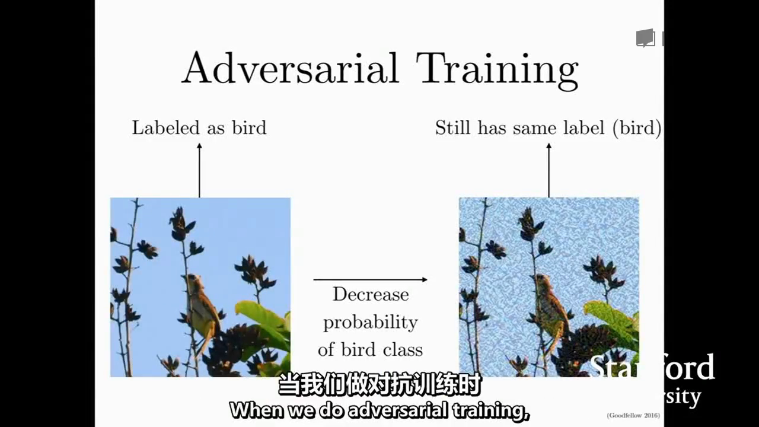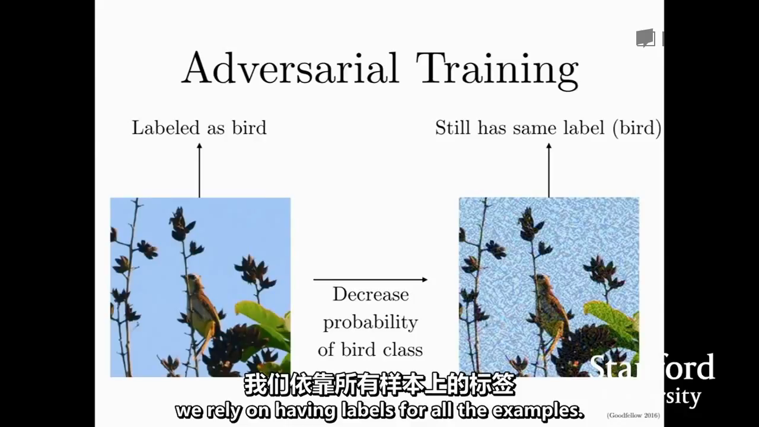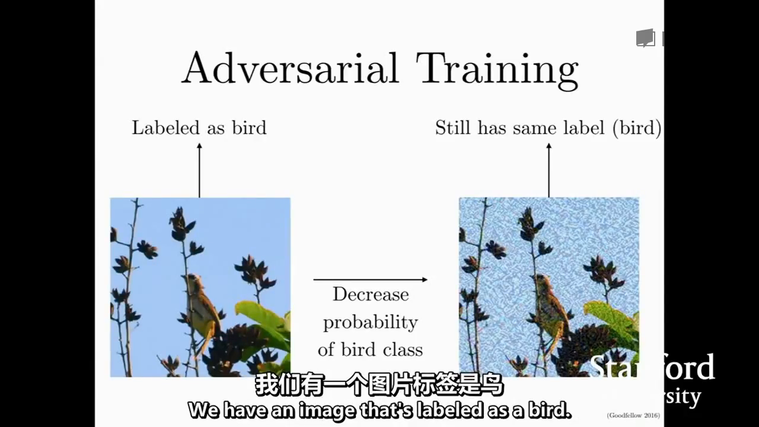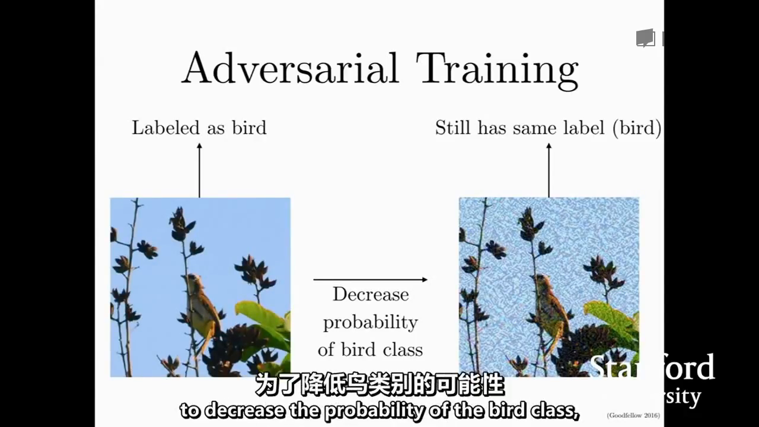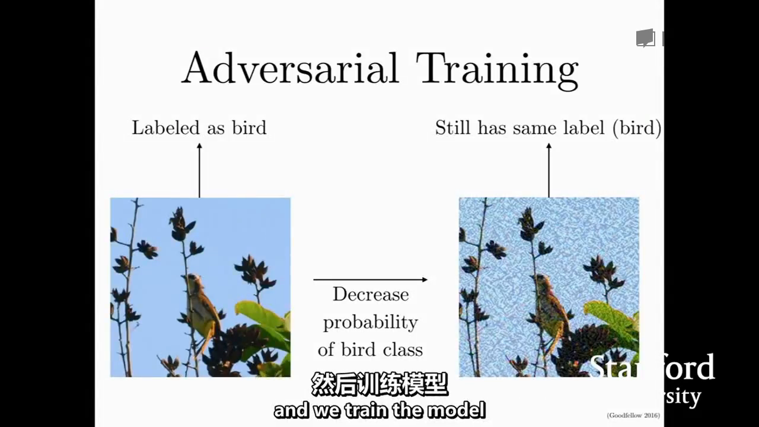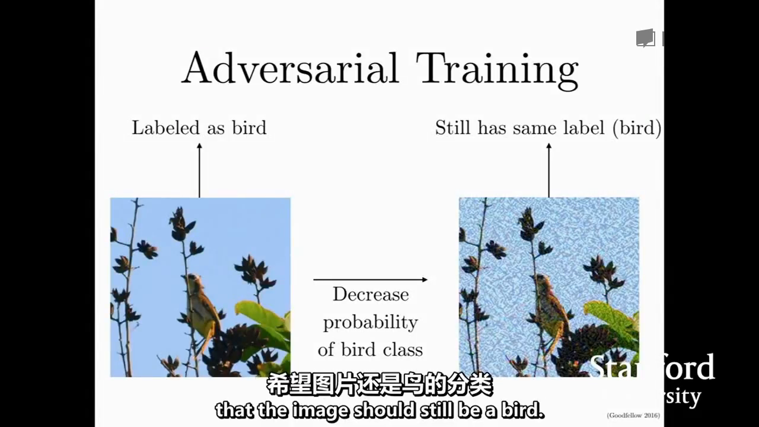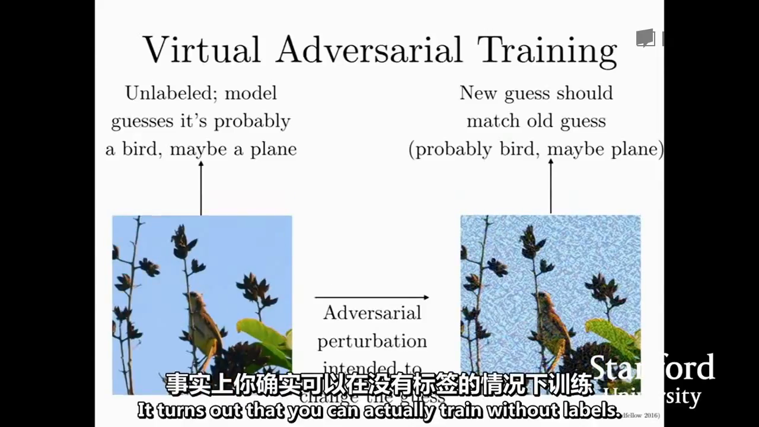When we do adversarial training, we rely on having labels for all the examples. We have an image that's labeled as a bird. We make a perturbation that's designed to decrease the probability of the bird class. And we train the model that the image should still be a bird. But what if you don't have labels? It turns out that you can actually train without labels.